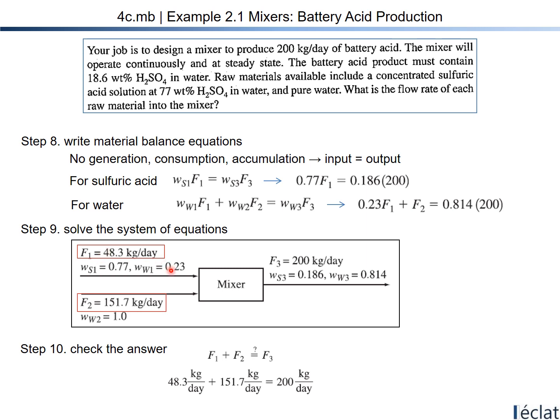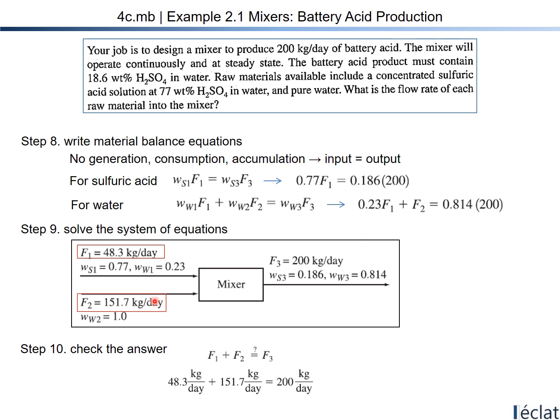F1 times W1 plus F2 times W2 is equal to the out, F3 times W3. Then you have one more equation. So two equations and two unknowns, which are F1 and F2. Then finally you can calculate the values of those unknowns here and here. That's it. We have solved the problem.